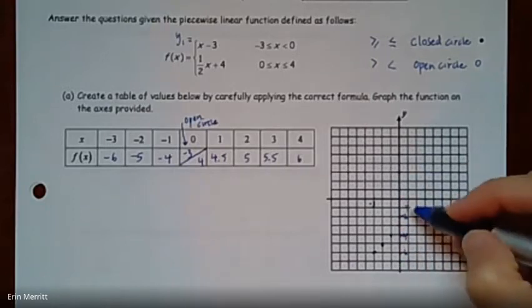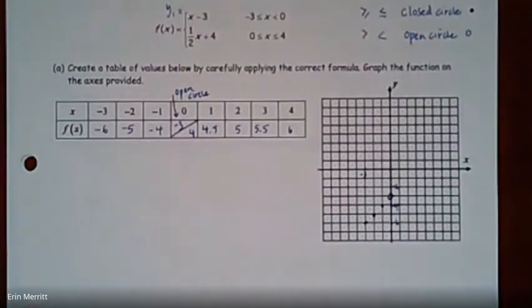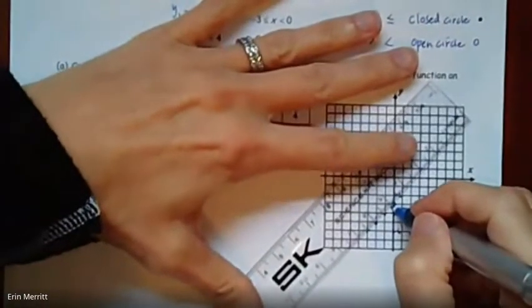All right, so at 0, -3, we have an open circle. Make sure that it is clear that you can see that. I know that this graph copied pretty dark, so you might have to exaggerate that open circle a little bit. All right, so connect the dots.